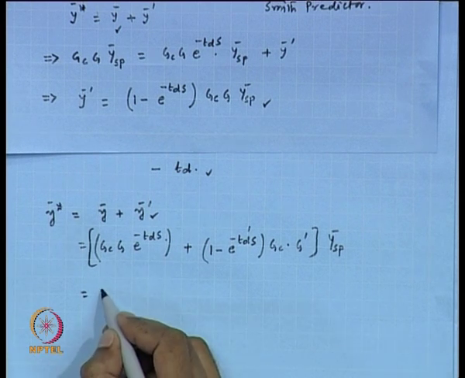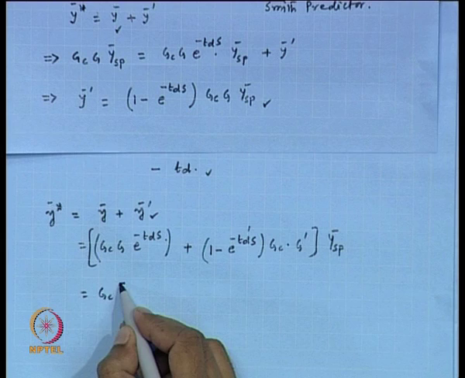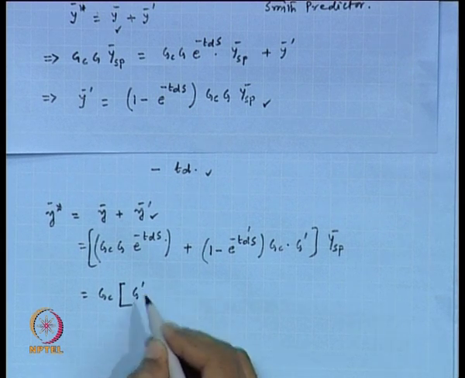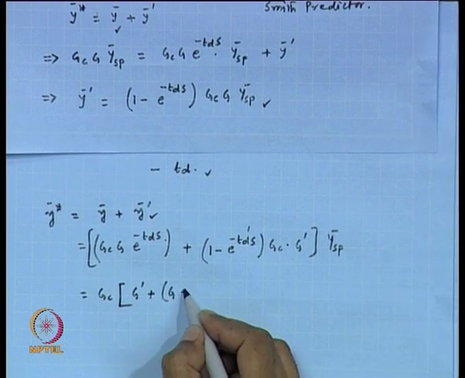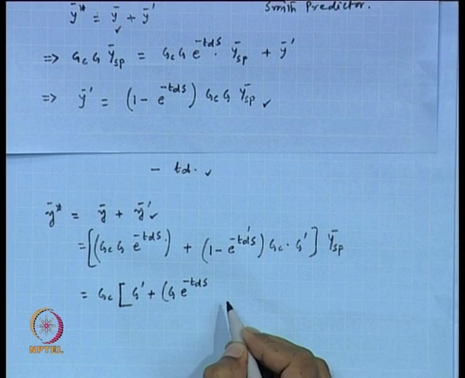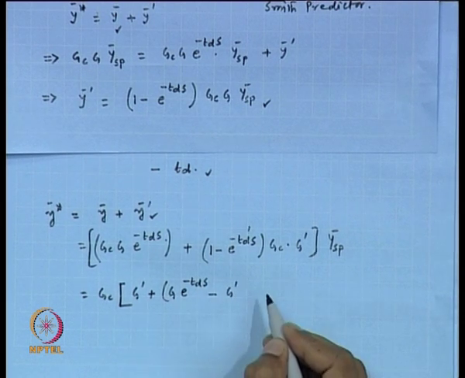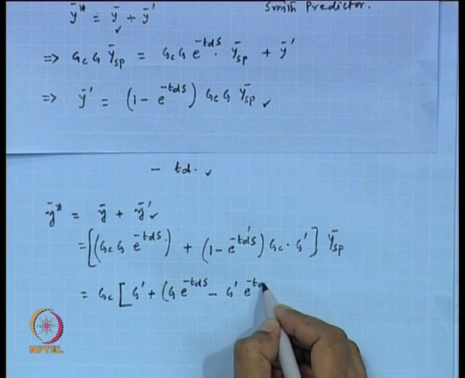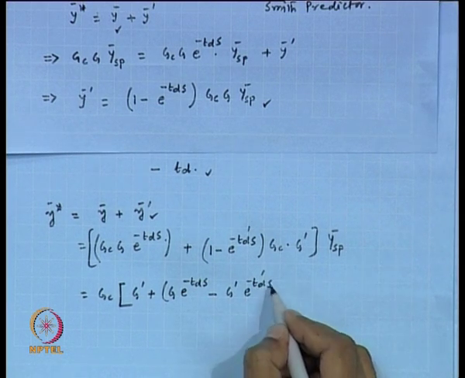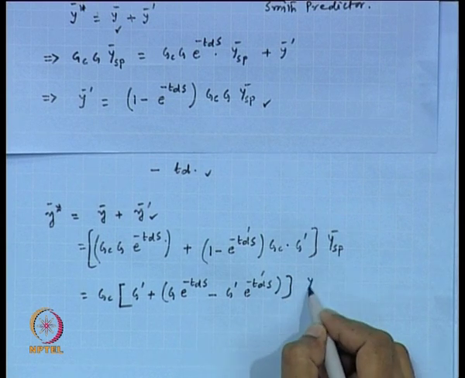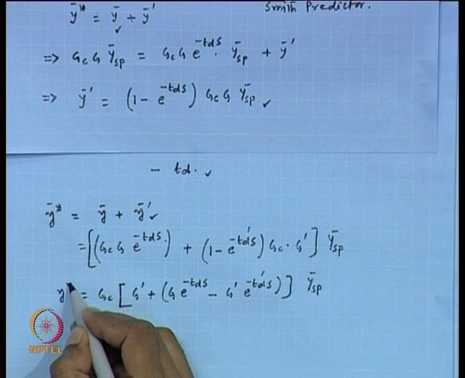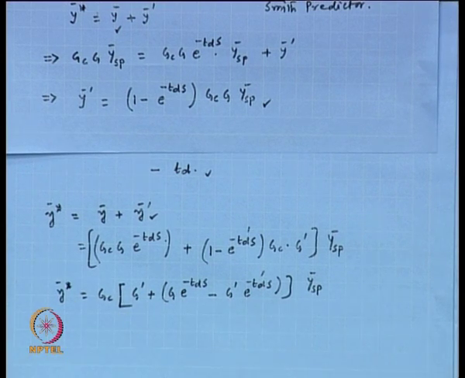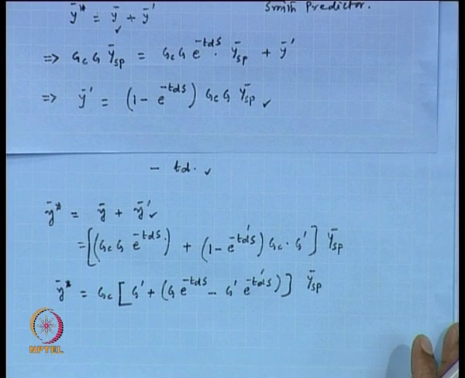Rearranging this, we obtain GC multiplied by Z prime plus Z exponential of minus TDS minus G prime exponential of minus TD prime S, times Y set point bar. Rearranging, we obtain this expression for Y star. Fine.